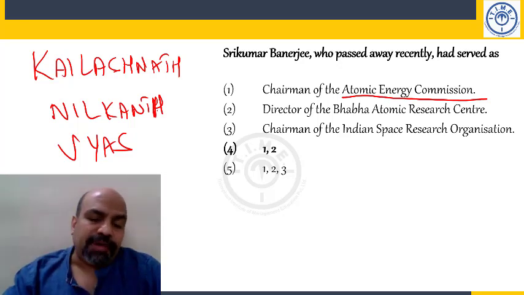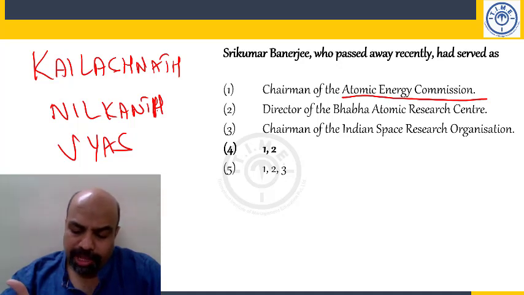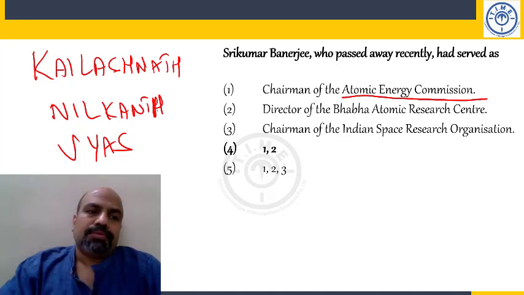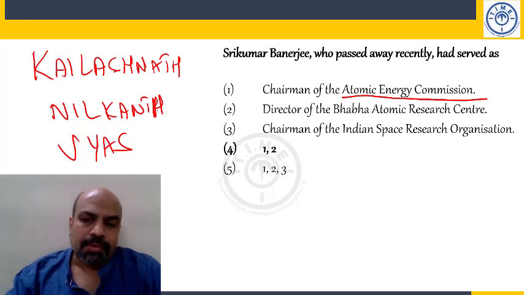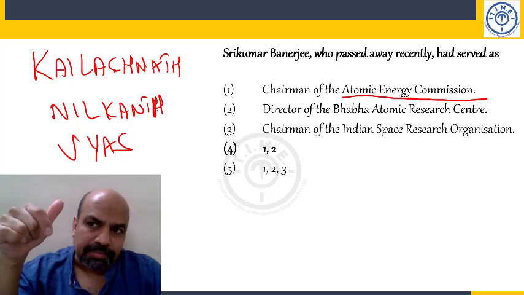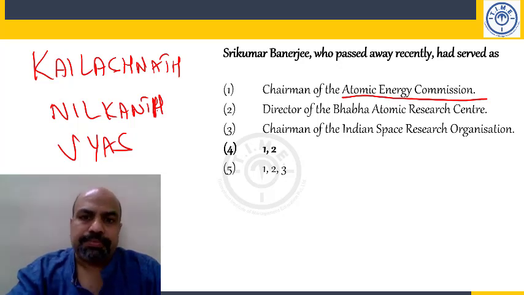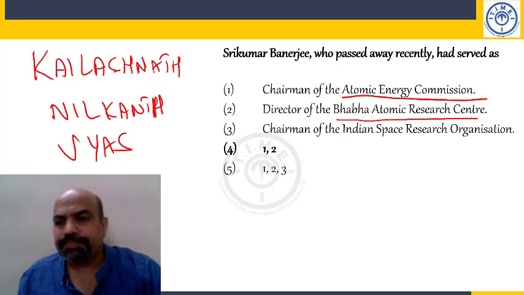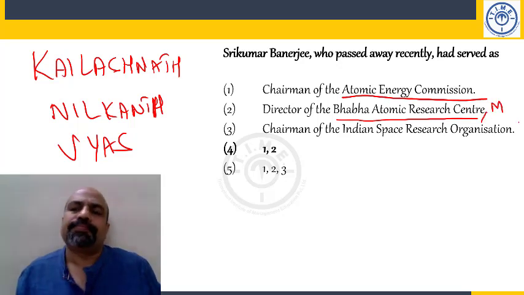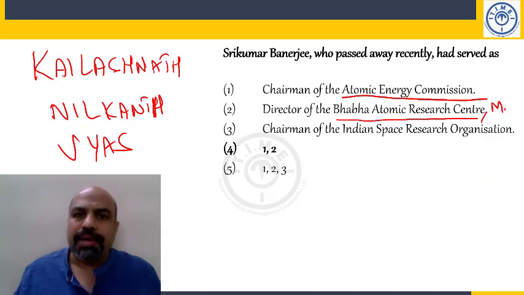Next, comprises 5 research centers. Underline 5 research centers, and below that write A, point A. You write this: Bhabha Atomic Research Center, comma, Mumbai. Full stop.